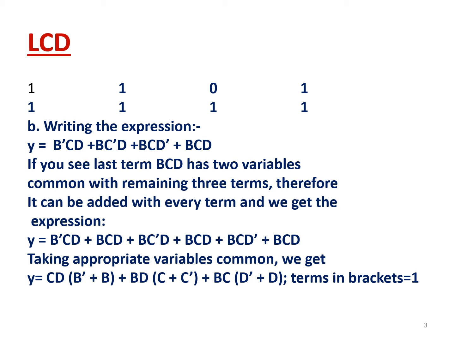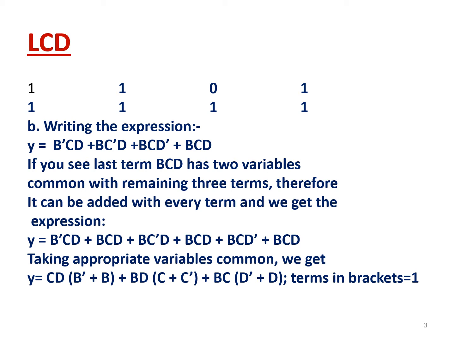So B complement CD or BCD or BC complement D or BCD or BCD complement or BCD. Now taking the appropriate variables common, we get CD within bracket (B complement or B), or BD within bracket (C complement or C), or BC within bracket (D complement or D). Now the aim is to bring the equation in a form so that we can apply the Boolean theorem or the De Morgan theorem.